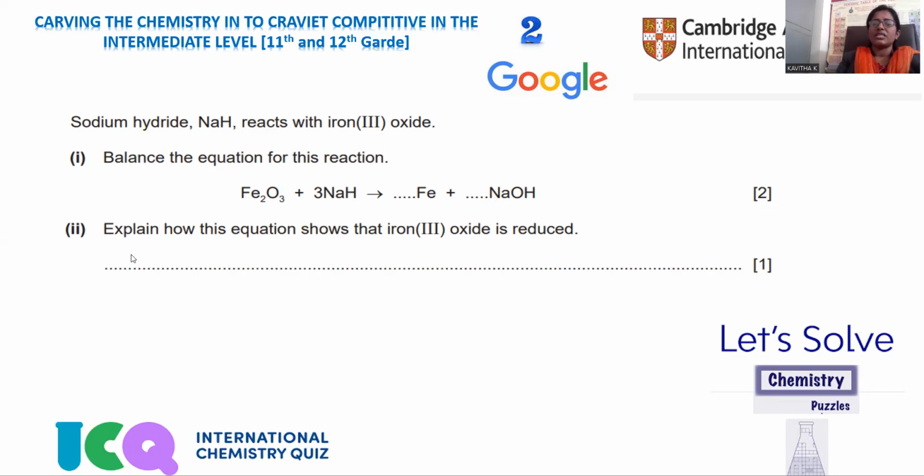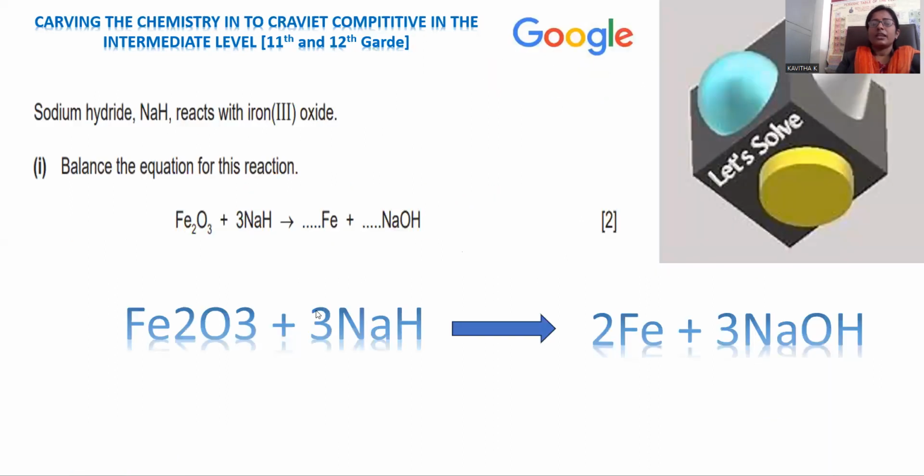And one more question is there. Explain how this equation shows iron 3 oxide is reduced. In this, they are saying iron oxide is reduced. Both questions are to be answered. Let's see the first question, balance the equation. Whenever the equation is taken, ferric oxide is converted into iron. If you count iron, how many are there? 2 iron are there, so in the product also.